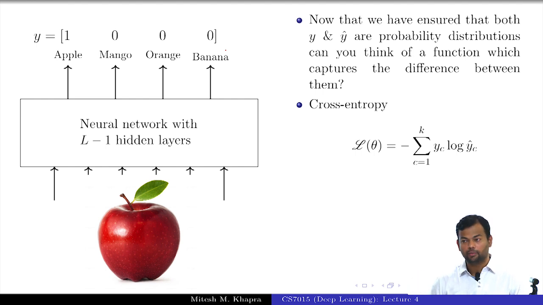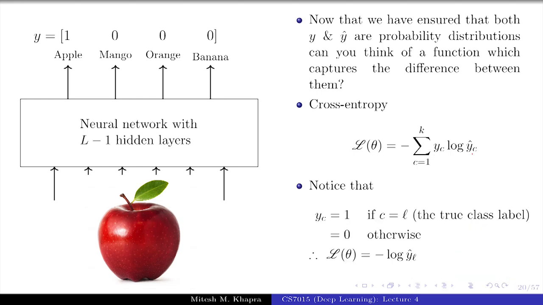Now, can you tell me something about this sum? There's something special about this sum. What are these? The true values. And these are the predicted values. Okay. What is so special about this sum? How many terms are there in this summation? K, as many as the number of classes. In this case, 4. How many of those terms will go to 0? All but 1, right? Except for the correct class, everything else will go to 0.